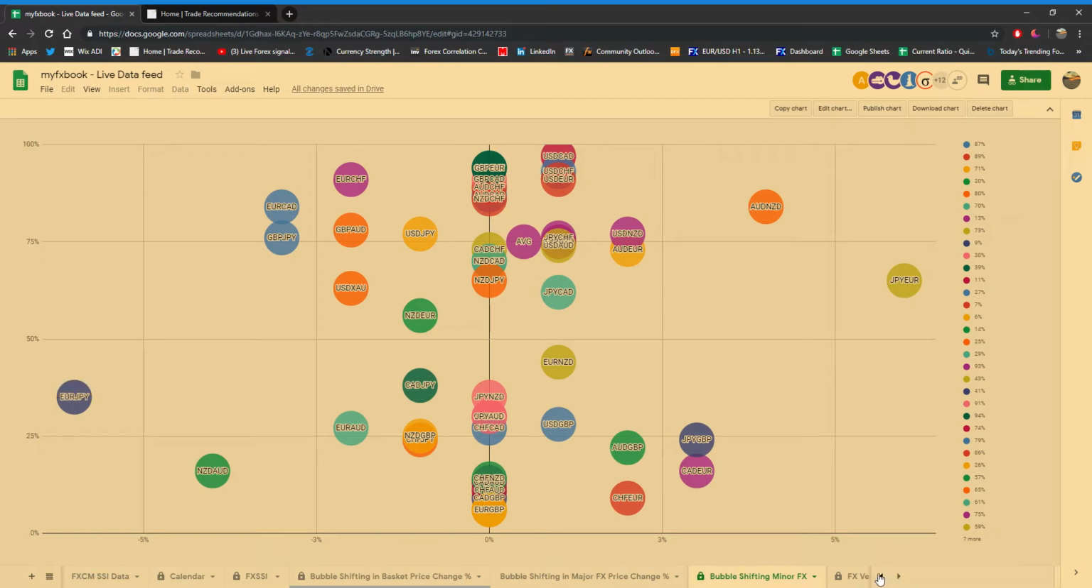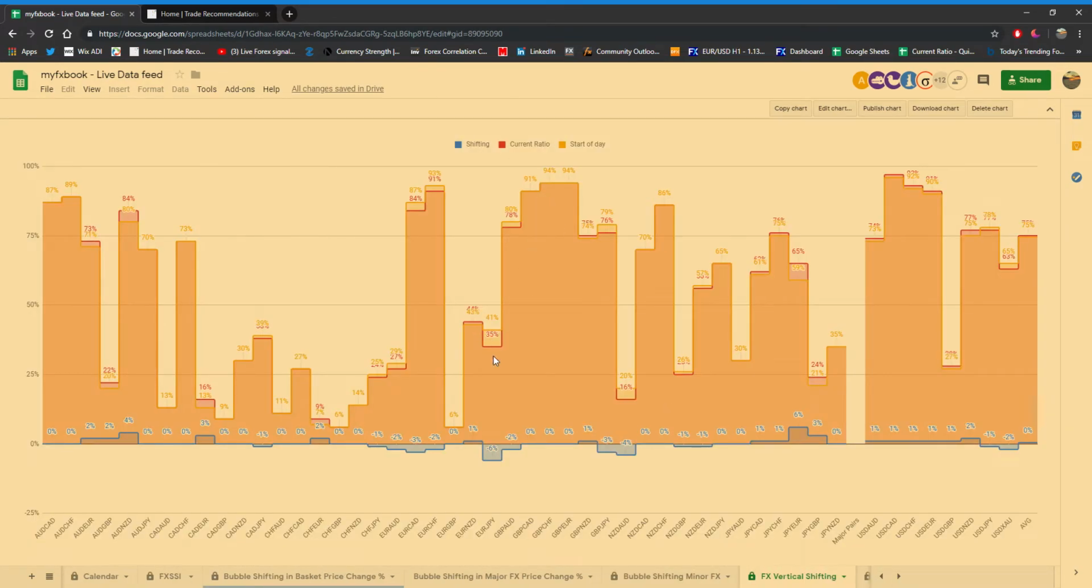The taller the column, the more of a sell it is. We see the USD, quite a substantial sell there. The smaller the column, the more of a buy it is. We go back to the Swiss franc. Big spike here.